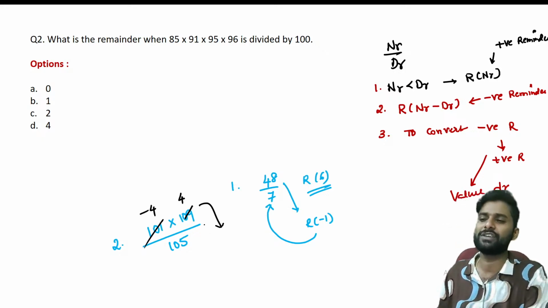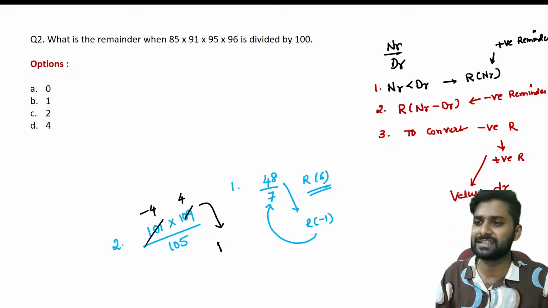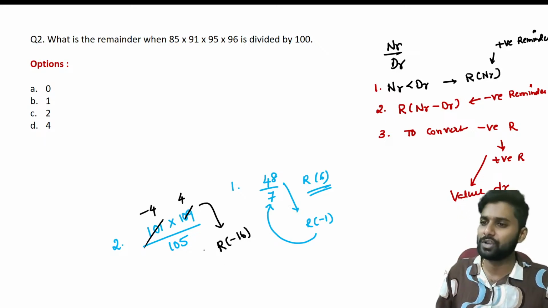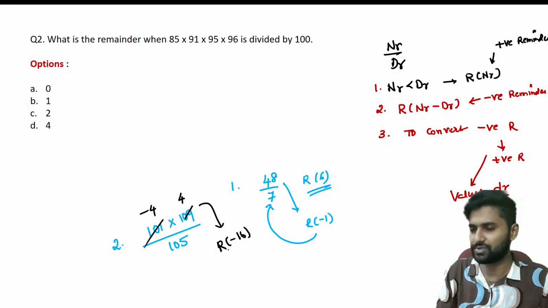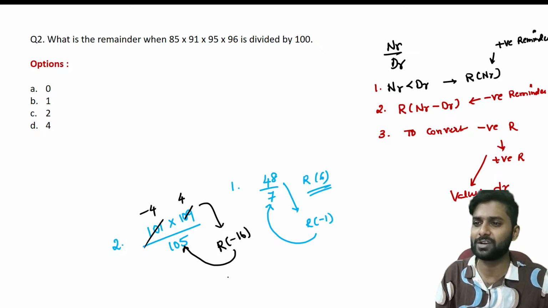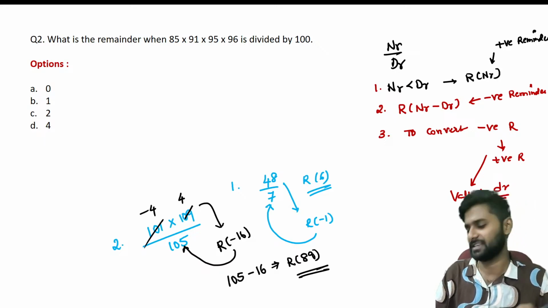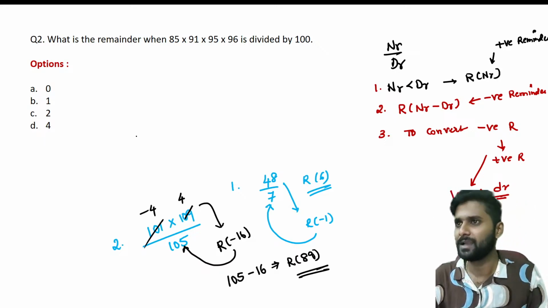If minus 4 is multiplied by plus 4, what is the resultant? It's minus 16. If negative is multiplied by positive, the resultant is negative. But you don't see the options related to the negative. That's why conversion says to add the denominator. If you add the denominator, your final remainder is 89. Hope you understand this concept.